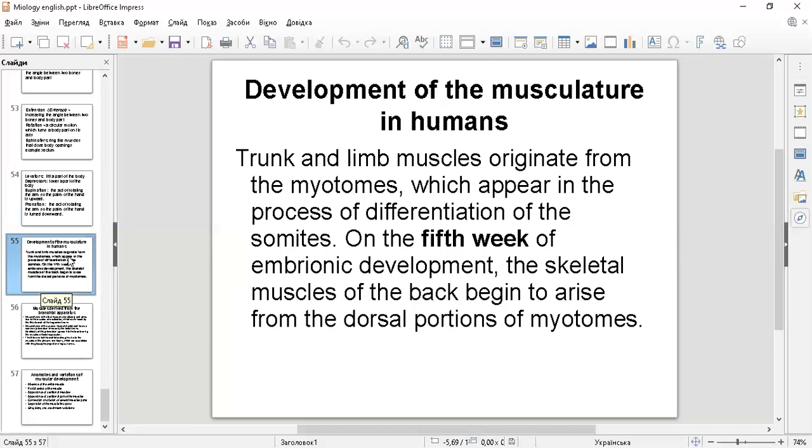Development of the musculature in humans. Trunk and limb muscles originate from the myotomes, which appear in the process of differentiation of the somites. In the fifth week of embryonic development, the skeletal muscles of the back begin to arise from the dorsal portion of myotomes.